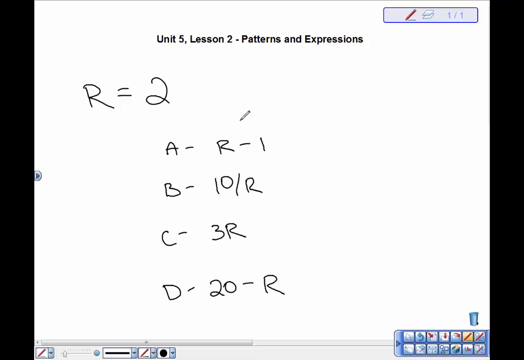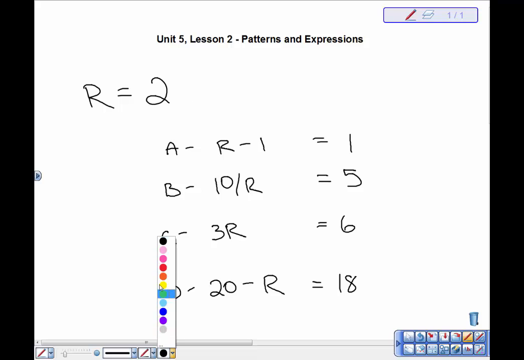So all I'm going to do is plug in my answer. So if r equals 2, 2 minus 1 equals 1. For this one, if r equals 2, I plug in that 2, and that would give me 10 divided by 2 equals 5. For this one, if r equals 2, 3 times 2 equals 6. And for this one, again, r equals 2, I'm going to do 20 minus 2 equals 18. So it's super easy. All you're doing is getting rid of that letter and plugging in the number.